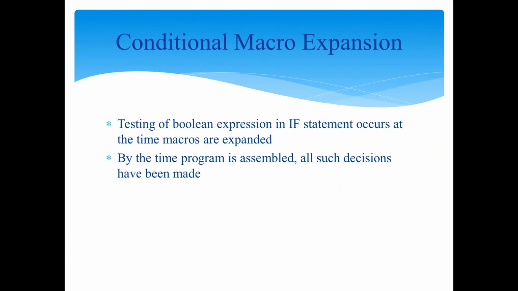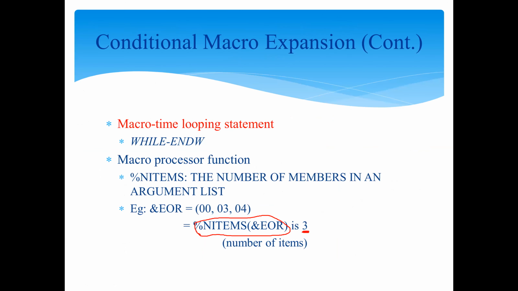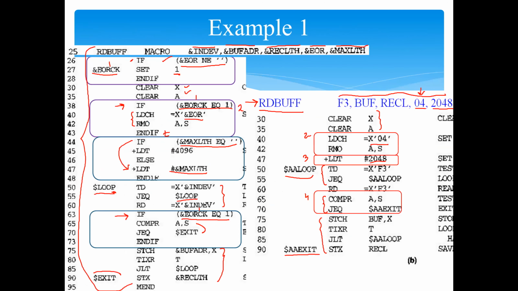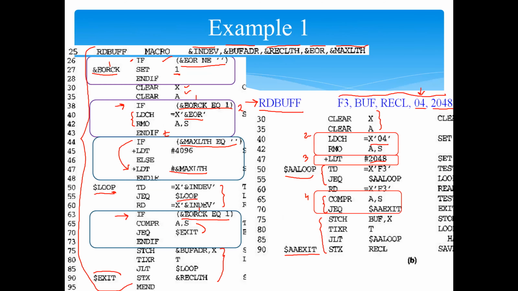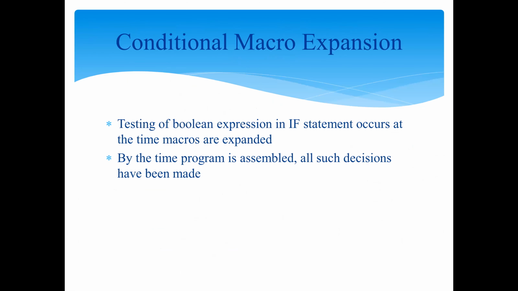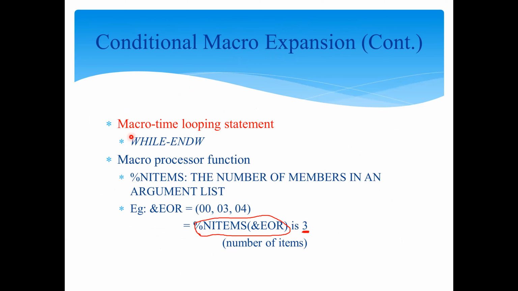Just to have a quick recap, in conditional macro, what all did we learn? We learned mainly four constructs altogether. That is if, else, indif we have seen, set we have seen, right? And various examples I have shown you. Then the next construct is while NW and a macro processor function percentage n items. All these come under conditional macro expansion.